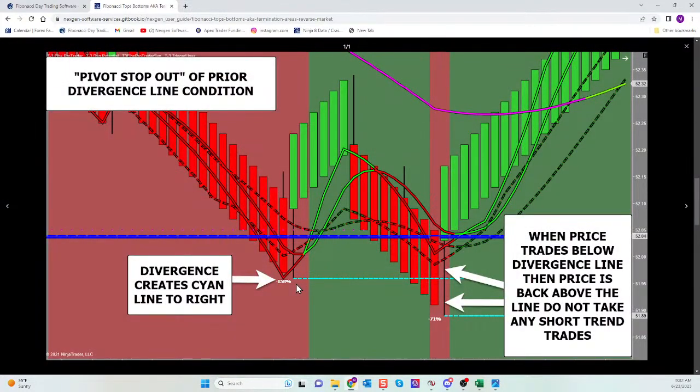Here's one of those pivot stop outs. Divergence creates that cyan line to the right. It's just a pivot with a loss of momentum. The trigger lines have overrun. Everything has kind of made it through support almost. Just a pivot, and that loss of momentum pushes the market up. But when the market comes down to that divergence low, when price reaches it, exceeds it a few ticks, the trigger lines don't follow. Now I have a pivot stop out of a prior divergence line.